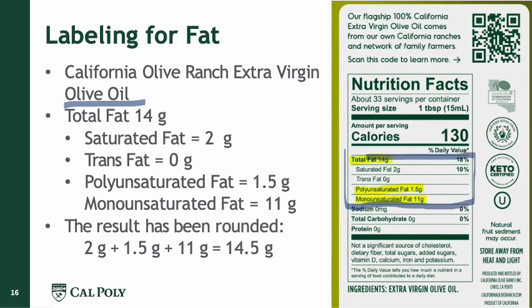Here we have the total fat, 14 grams, and that's 18% of the daily value. The total fat daily value is currently 78 grams, and the saturated fat daily value is 20 grams. Inside total fat, we have this classification. We have saturated fat, 2 grams. Then trans fat, 0 grams. Then polyunsaturated fat, 1.5 grams. And monounsaturated fat, 11 grams.